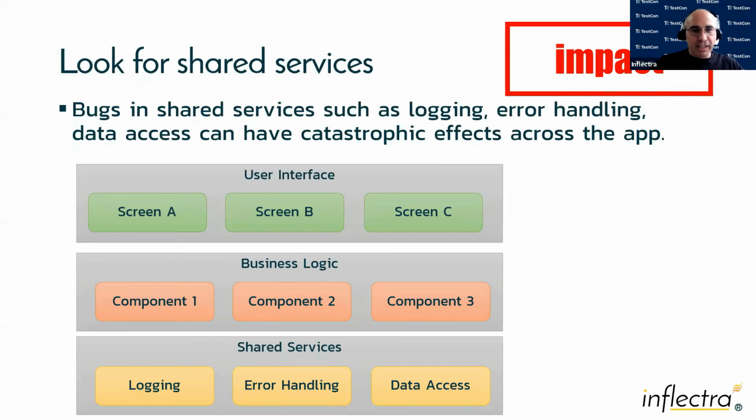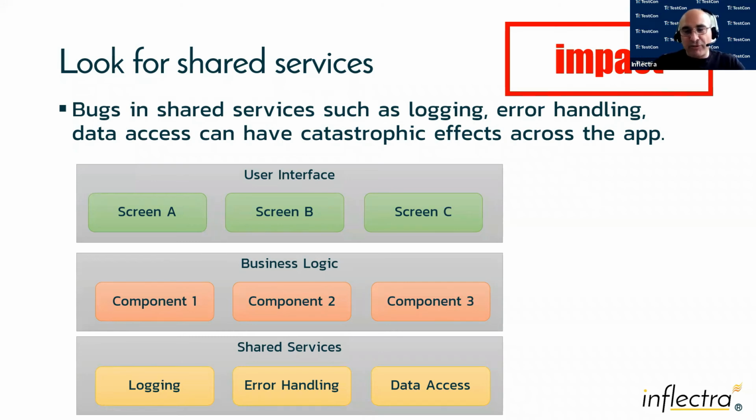So one thing I would say is look for shared services up front. Things like logging, error handling, data management, web service, authentication, authorization, and there's a bunch of them. Things like that tend to be used across multiple different use cases across different parts of the application. And if they fail, not necessarily badly, they will prevent anything that uses them from working. So it might take down 90% or 100% of the application.